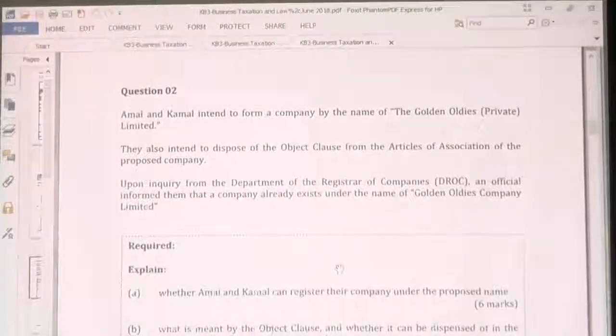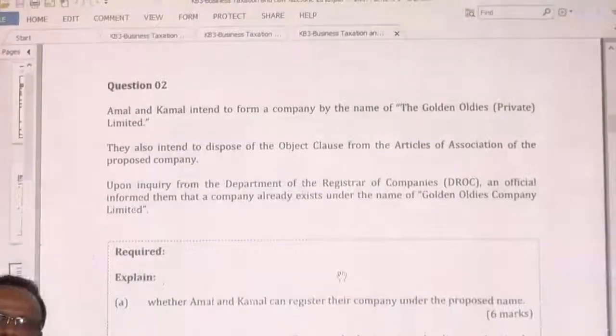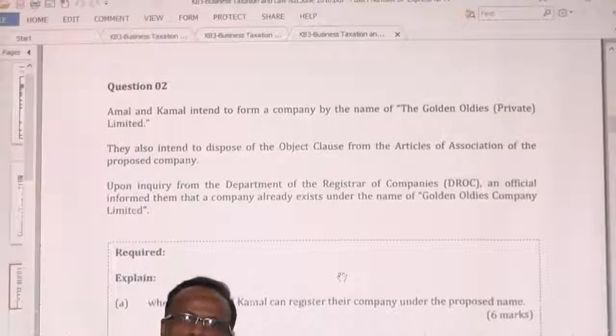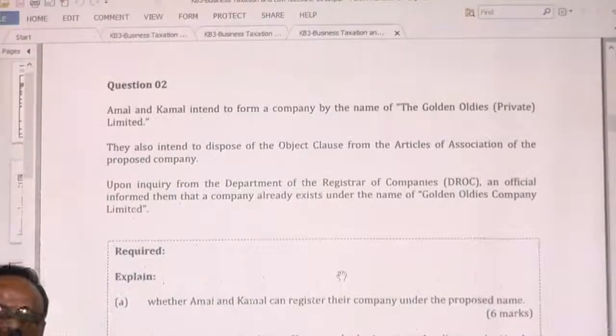I would like to take you through another question that has come up in the areas that we have covered in our lecture series till now. In this particular question, Amal and Kamal intended to form a company by the name of the Golden Oldies Private Limited. They also intend to dispose of the object clause from the articles of association of the proposed company. Upon inquiry from the Department of Register of Companies, an official informed them that a company already exists under the name of Golden Oldies Company Limited.